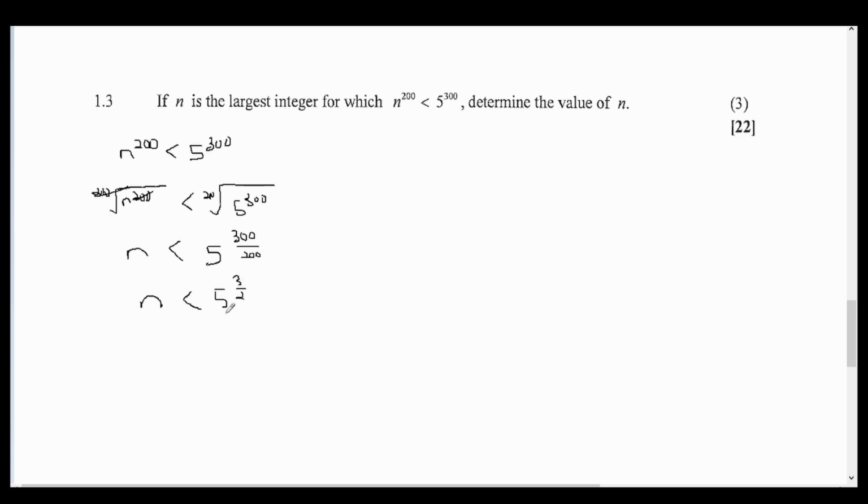And your calculator is more than able to do this. So this becomes n less than 11.18033, and so on. But of course, our question is saying they want the largest integer, which is then just n equal to 11, because that's our largest whole number, and that's it. Now that is probably the cleanest way of doing it. Just the 200th root on both sides, and then simplifying it.